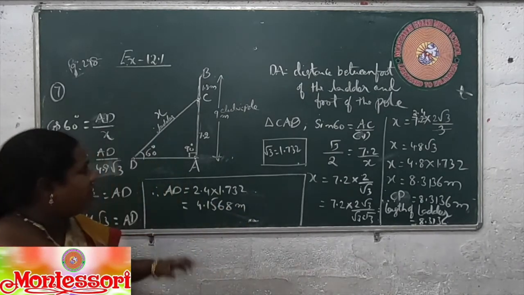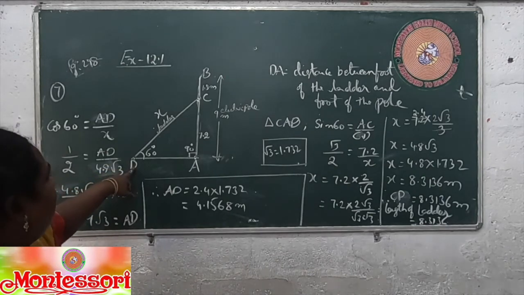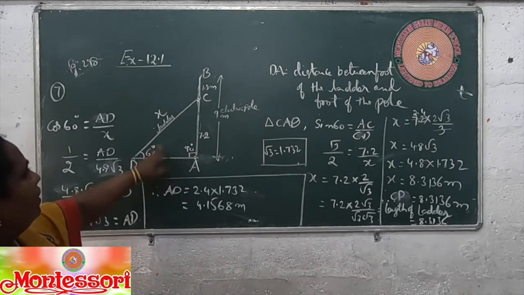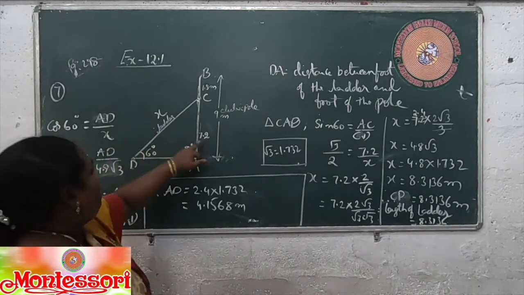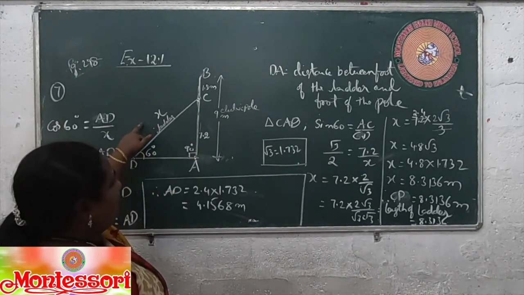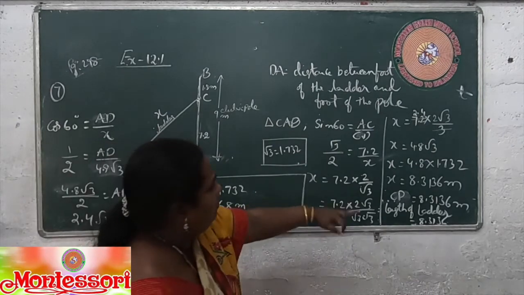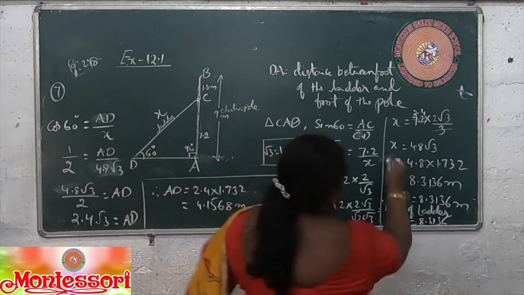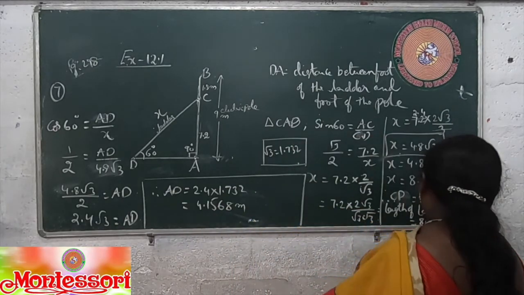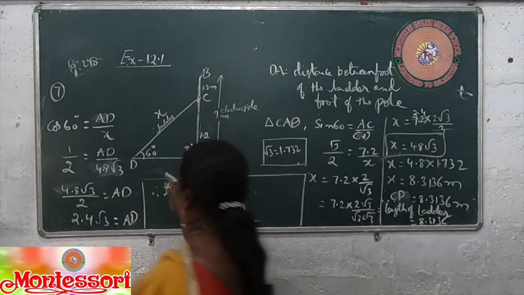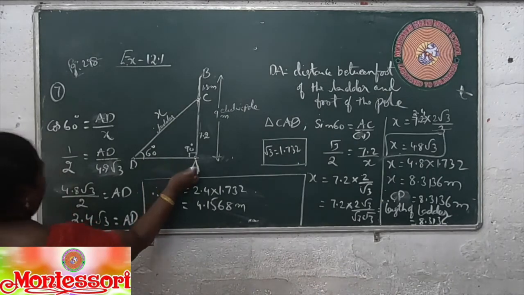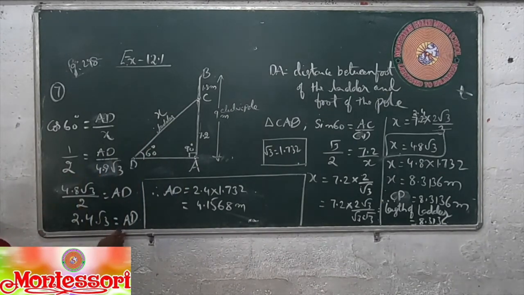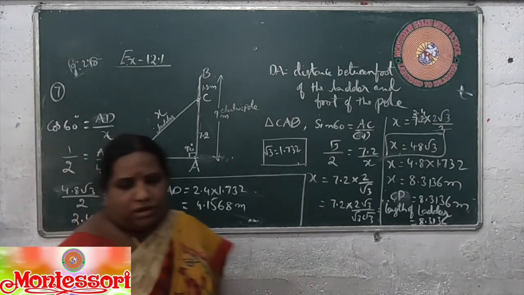So once again I am saying, see here, CD is the ladder length and DA is the distance. So I am taking sin 60, opposite by hypotenuse. That is x. So x is 4.8 root 3, then after multiplication we got like this. Same you apply here: hypotenuse by x, then if you substitute you get AD as this.